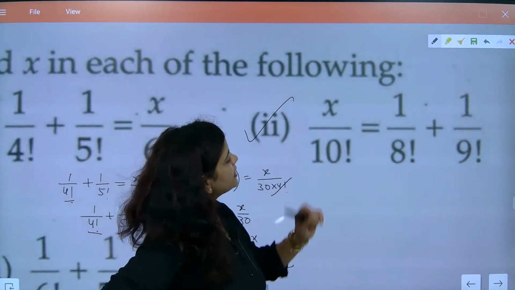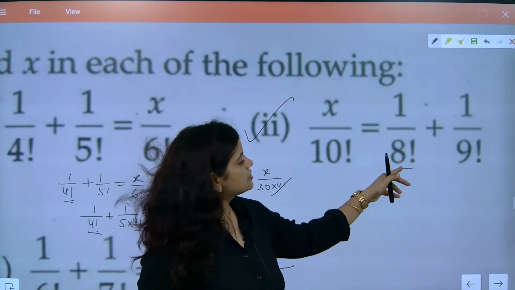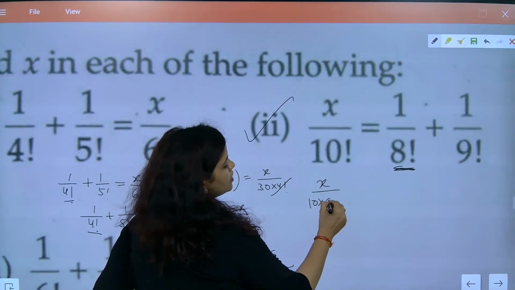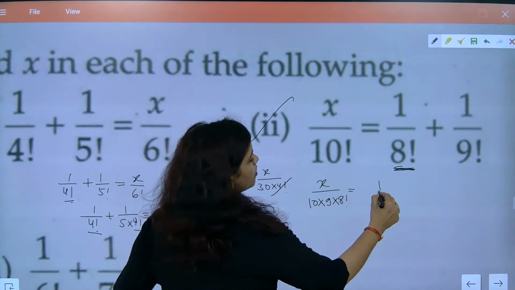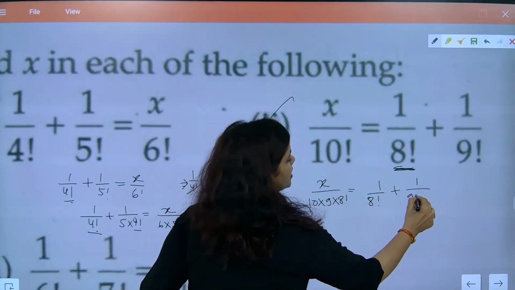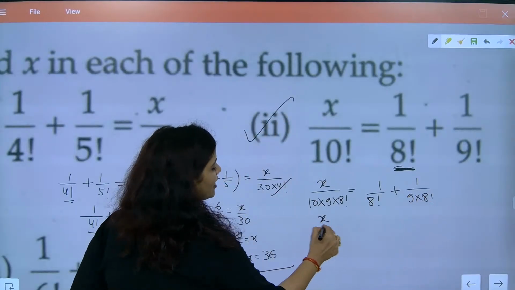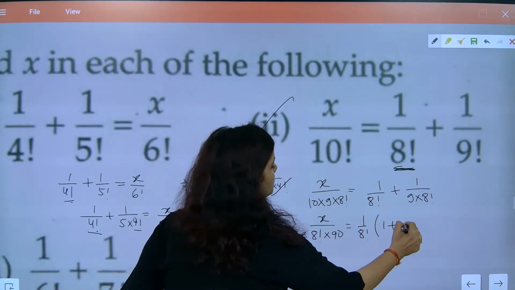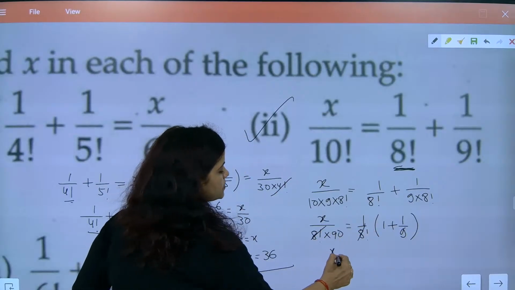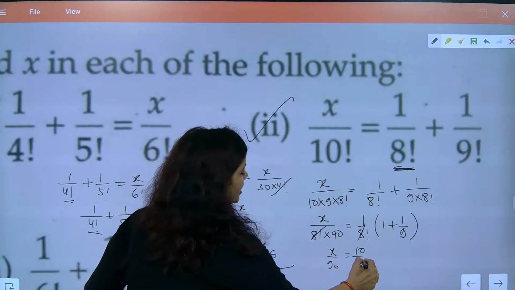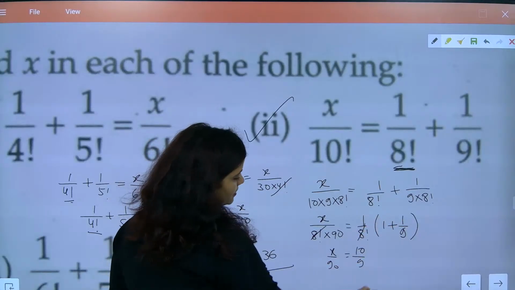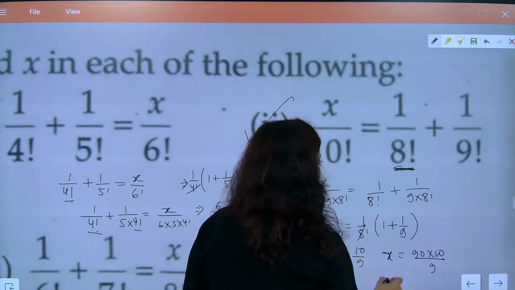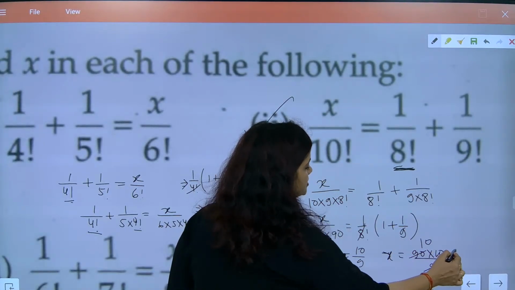Now look here, x by 10 factorial is there. What we will do? The lowest one is 1 by 8 factorial. So x by 10 into 9 into 8 factorial, and here 1 by 8 factorial plus 1 by 9 into 8 factorial. Take out 8 factorial common. So 1 by 8 factorial into 1 plus 1 by 9. Cancelled, x by 90, and here it will become 10 by 9 because 9 plus 1 is 10. So x will be equal to 90 into 10 by 9, so it is coming as 100.